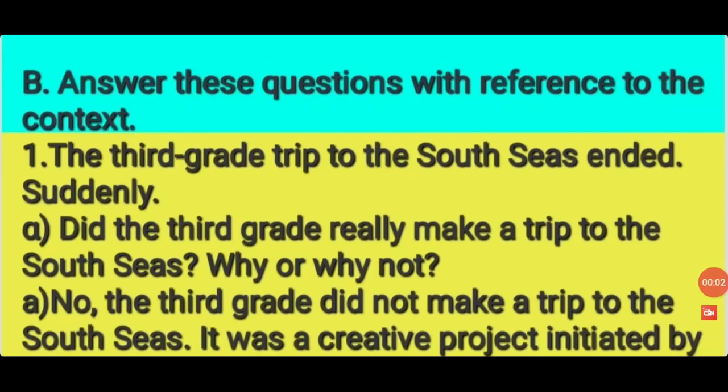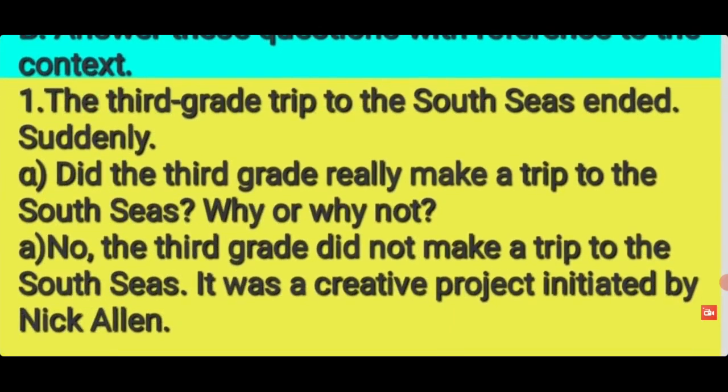Question B. Answer these questions with the reference to the context. First one. The third grade trip to the South Seas ended suddenly. A. Did the third grade really make a trip to the South Seas? Why or why not? Answer. No. The third grade did not make a trip to the South Seas. It was a creative project initiated by the Nick Allen.